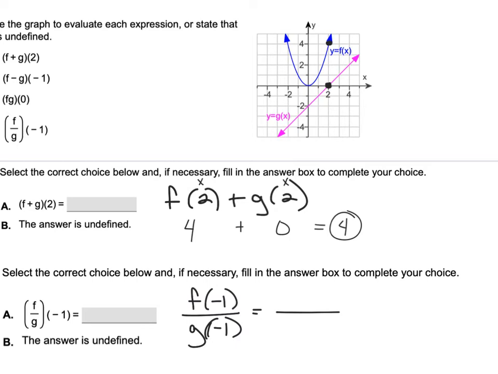And let's find it on f. That would be right there. And the y value is positive 1. And then g of negative 1. Here we still have x is negative 1, but g is the pink graph. The point would come down there, and that would be at negative 3. So 1 over negative 3 is negative 1/3.